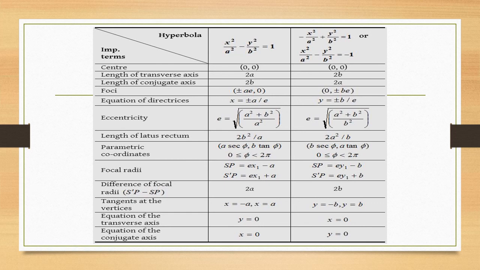Latus rectum for the two hyperbolas is 2b²/a in the first case, and 2a²/b in the second case. So for the rest, the equation of the transverse axis, the equation of the conjugate axis, everything is in front of you. You can easily manage with these things.